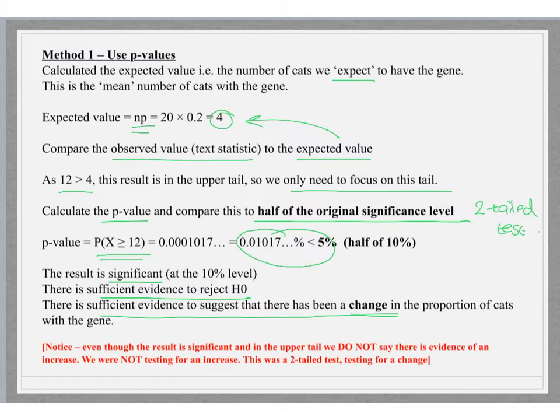Make sure that you compare your p-value with half of the significance level, as it is a two-tailed test. And in your conclusion, make sure you refer to the word change. Even though the result is significant and we're only working in the upper tail, we do not say that there is evidence of an increase. We are not testing for an increase. Our alternative hypothesis H1 was testing for a change.